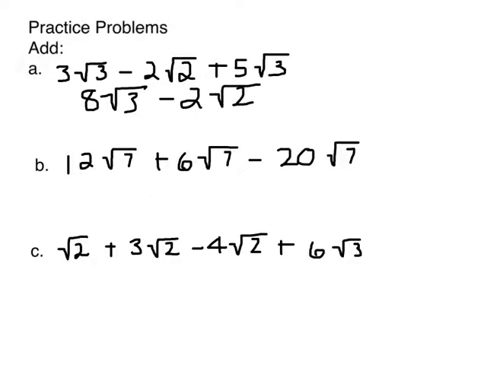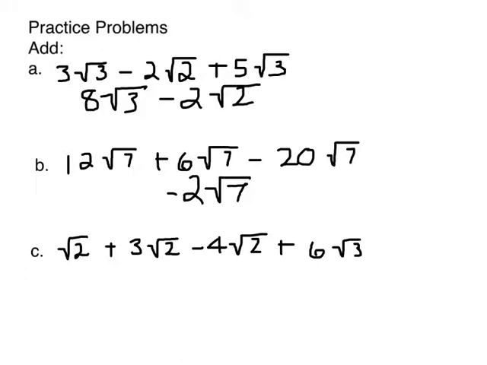Isn't that easy? Alright, here we have 3 terms and they are all like terms because they're all square root of 7. So we simply do the math across. 12 plus 6 is 18. 18 minus 20 is negative 2 square root of 7.